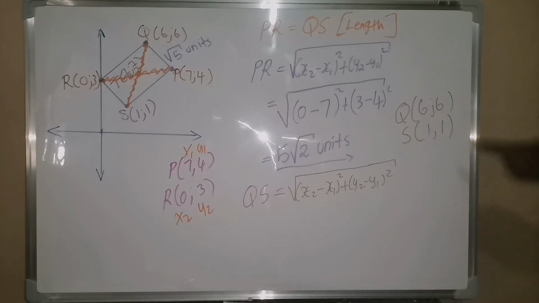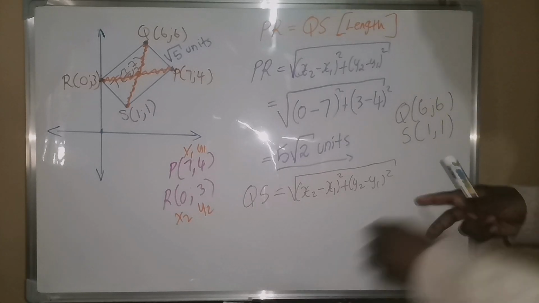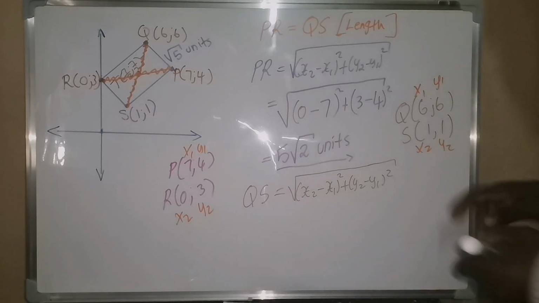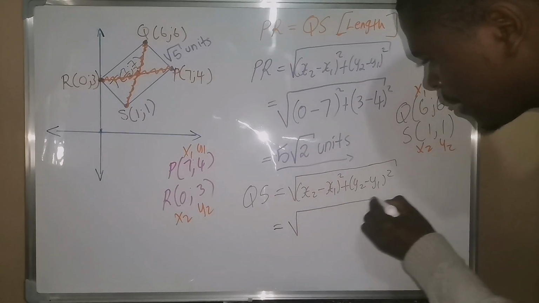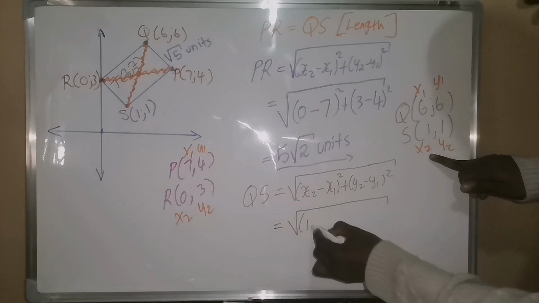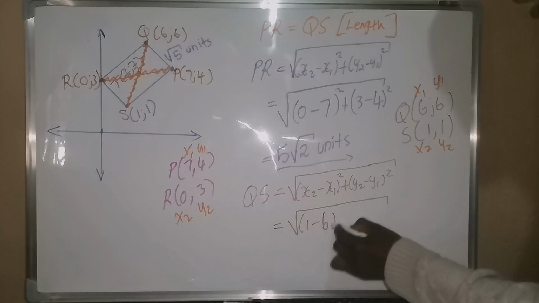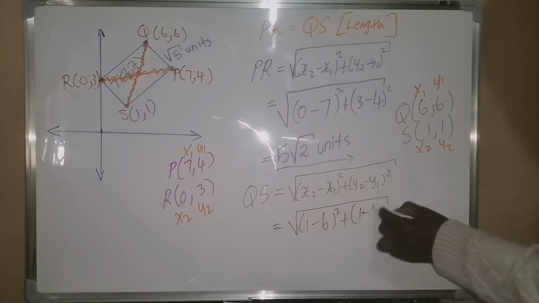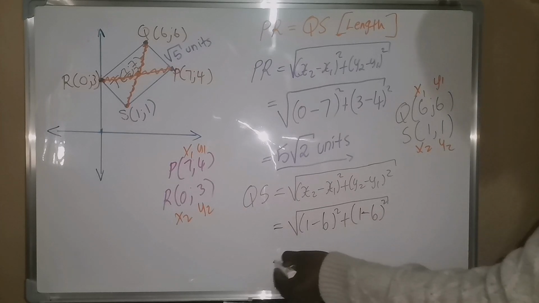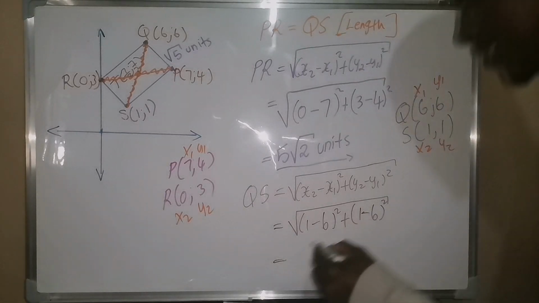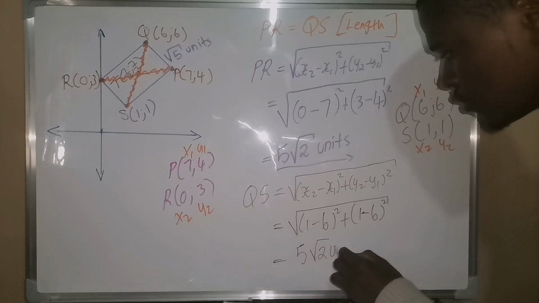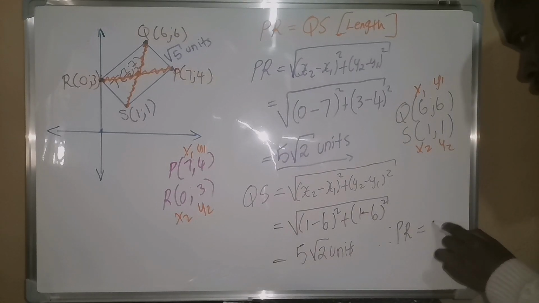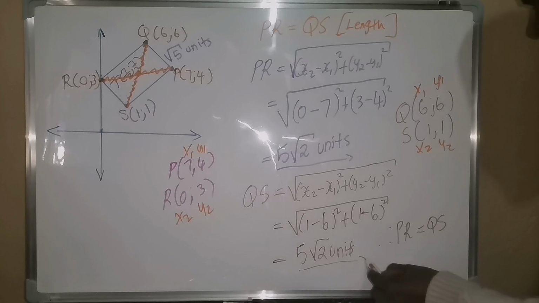Now here label your coordinates x1, y1, x2, y2. Here now square root. What is our x2? 1. What is our x1? 6. (1 minus 6) squared plus. What is our y2? 1. What is our y1? 6. Squared. Therefore, you put this on your calculator. You see, the answer there is 5 square root of 2 units. Therefore, guys, PR is equal to QS, because the lengths are equal.